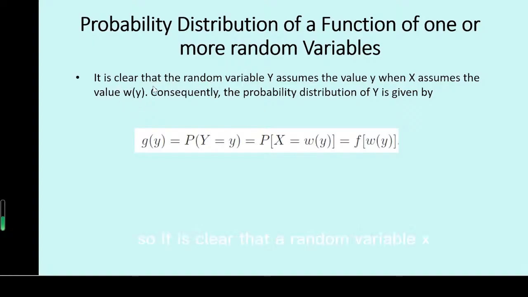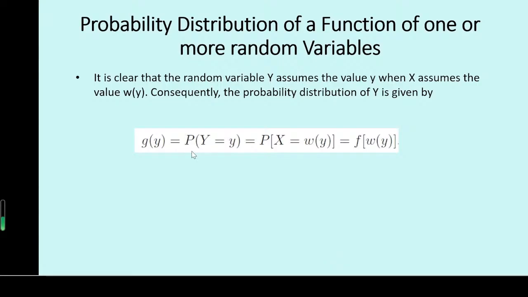So it is clear that the random variable Y assumes the value y when X assumes the value w(y), right? So we assume x is the value w(y). So X and Y are a one-to-one transformation. So the probability g(y) equals the probability that Y equals y, which is also the probability that X equals w(y), because they are a one-to-one transformation.